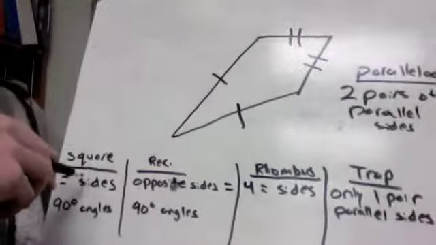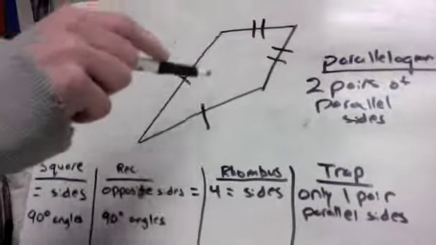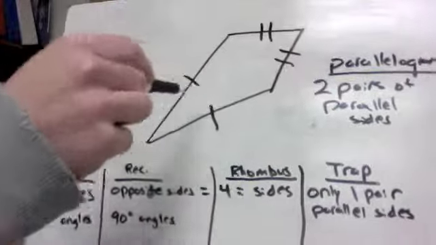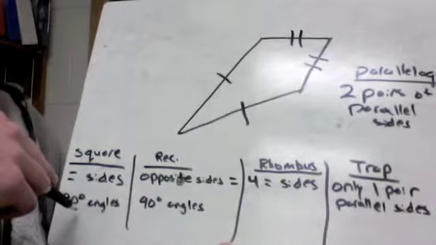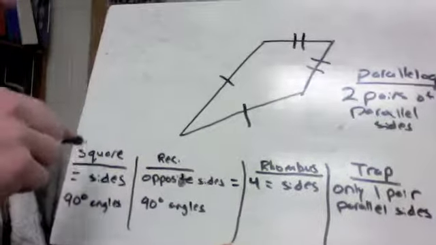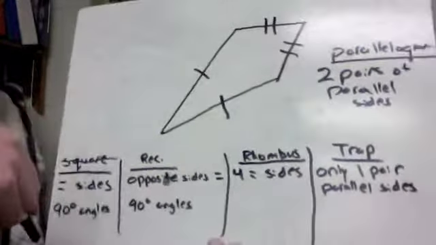Okay? Square has all equal sides. This kite does not. These two are the same, and these two are the same. Square has 90-degree angles. A kite doesn't have any. So that is why that is out. Okay.